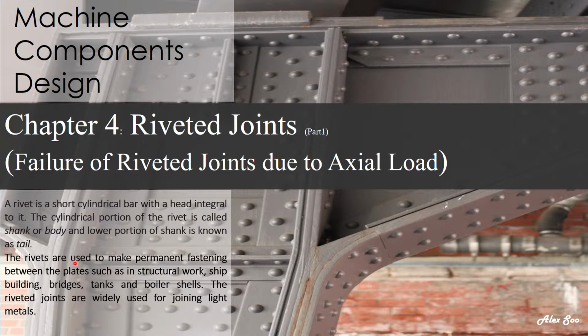Now, rivets are used to make permanent fastening between plates, such as in structural work, ships, buildings, bridges, tanks, and boiler shells. Riveted joints are widely used for joining light metals.